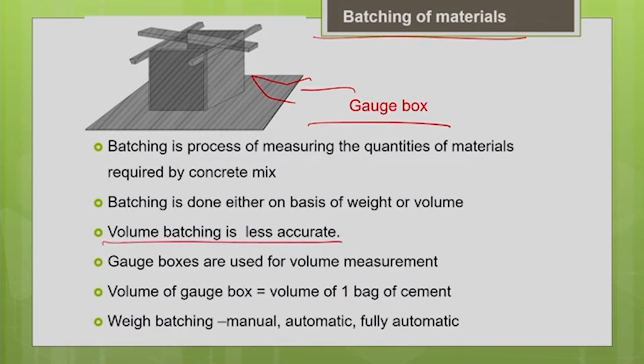Say for example, the sand which we are going to use for concrete making is wet. So you are going to measure the wet sand using this gauge box. You know that sand will bulk when its moisture content increases. Depending upon the fineness of the sand, the finer the sand, the more it will bulk. So due to bulking, its volume appears more, but the actual weight will be less.